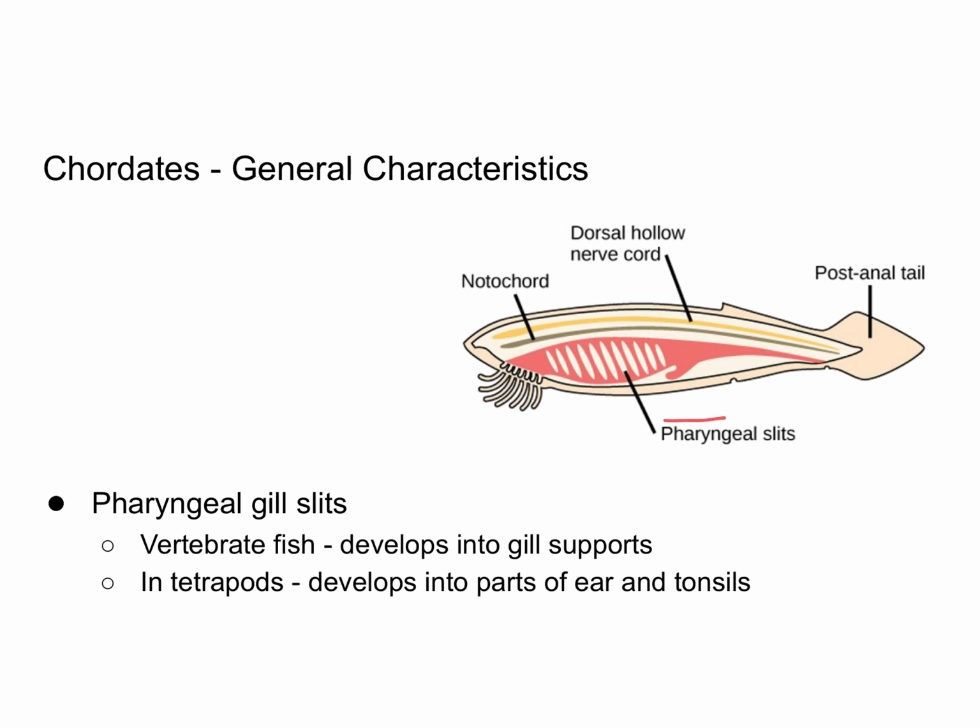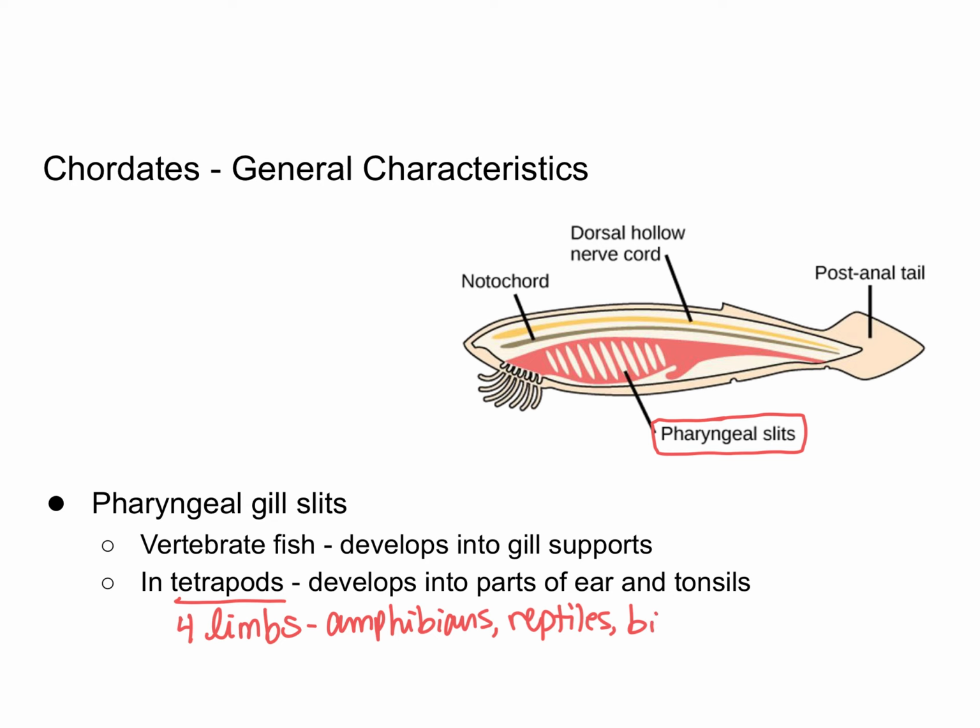The pharyngeal slits, as we can see here. In vertebrate fish, these develop into structures that support the gills, and the gills are needed for respiration and gas exchange. In tetrapods, and when we talk about tetrapods, this just means organisms that have 4 limbs. And so we're going to be mostly talking about things like amphibians, reptiles, birds, and mammals.